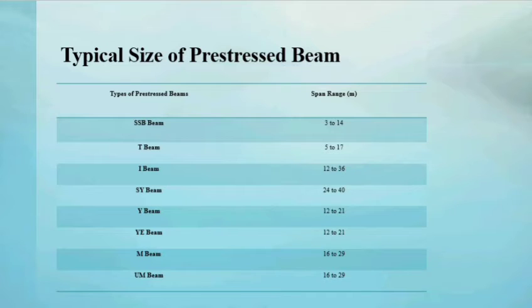For typical pre-stressed beams, we have 1, 2, 3, 4, 5, 6, 7, 8, 9 types. There are so many types in the market, but in this study I focus on SY beam and I beam only, because they are usually used at construction sites. For the span range, the longest ones are these two types, SY beam and I beam.